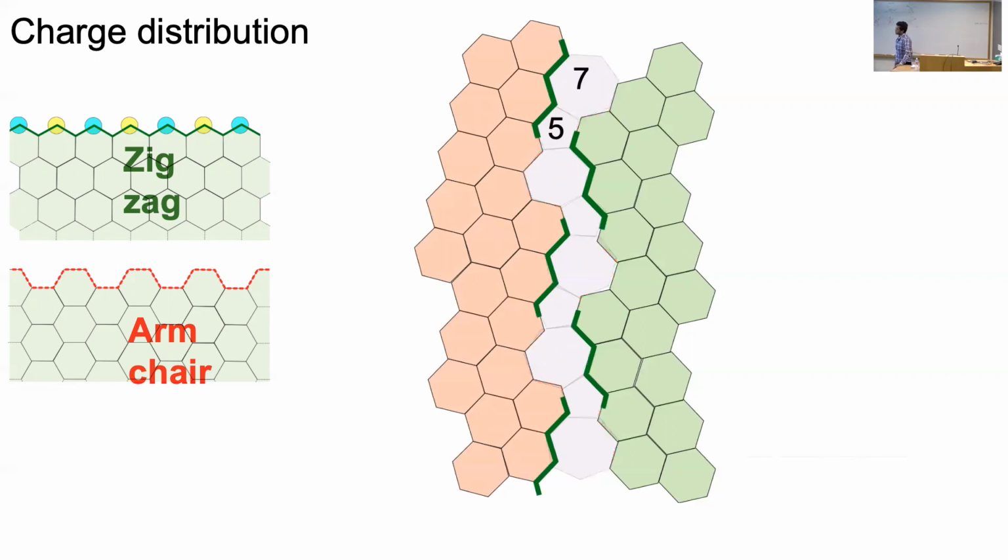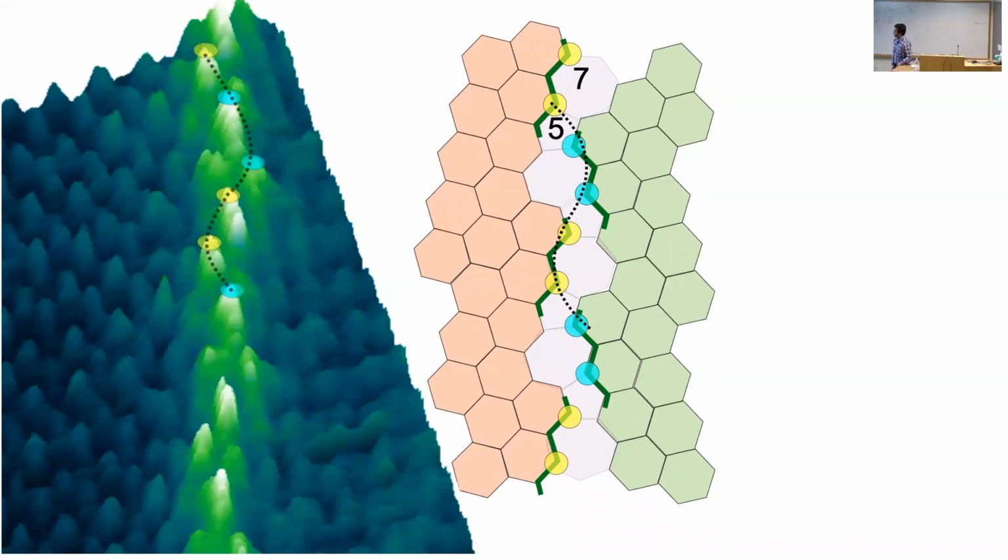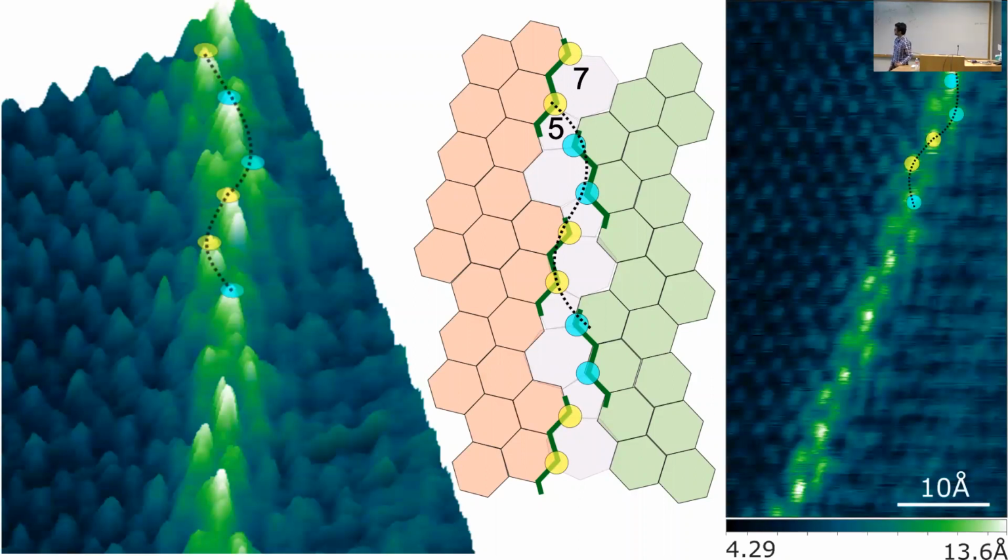Now we know that zigzag edges have localized electronic states, while armchair edges do not have any localized electronic states. So let's pinpoint those localized electronic states. When we pinpoint them, we see a zigzag pattern. This is a signature that I should look for when doing STM imaging of these kinds of grain boundaries. So I went back to my STM and started hunting for these grain boundaries, and I found one. It looks like this, where we begin to see this zigzag pattern going all over the surface. And this is the same two-dimensional image that shows the zigzag pattern.